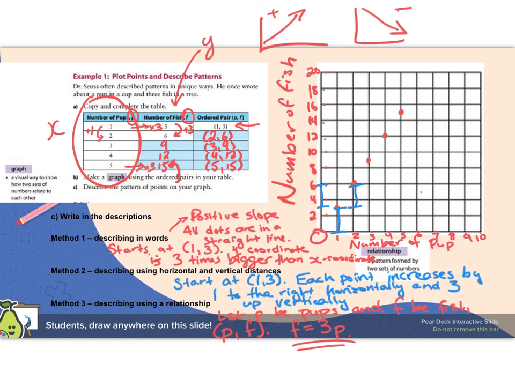Hopefully that helped and gave you a quick breakdown into how to do linear relationships. Just be careful, make sure you're always increasing by the same number on each axis, you're labeling your axes, and you're graphing carefully. All right, good luck.